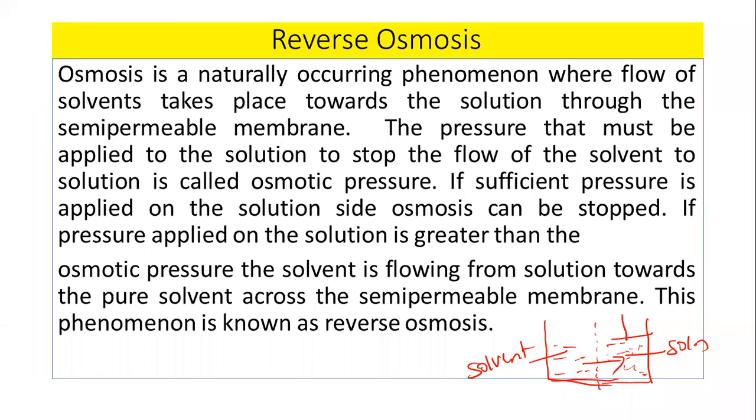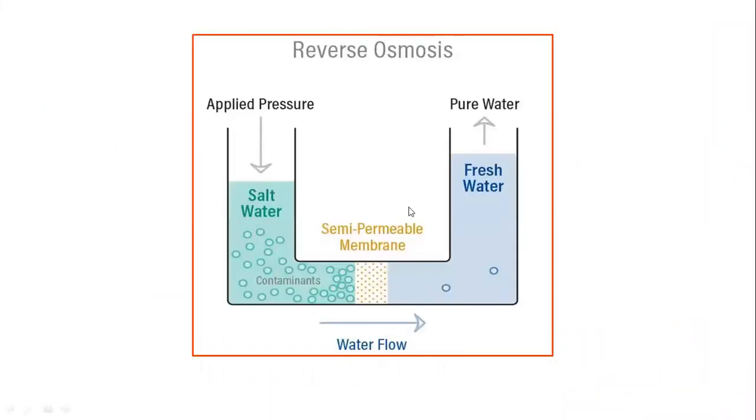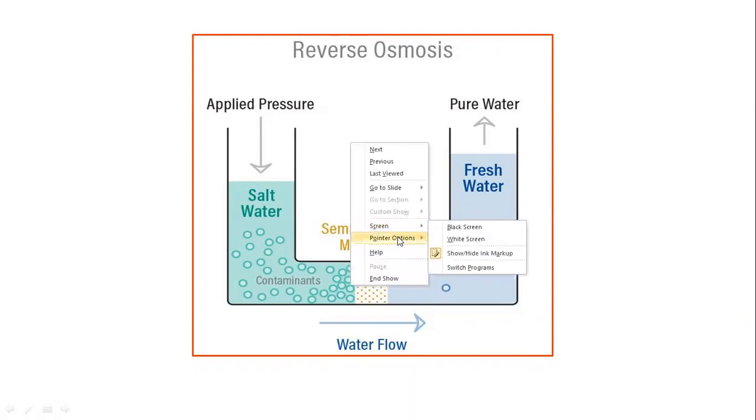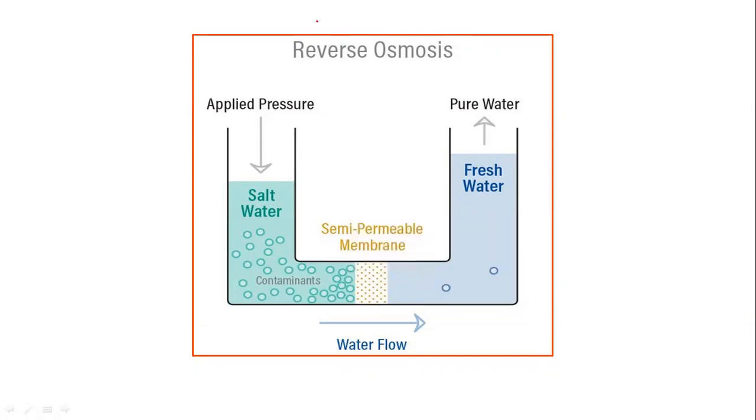Diagrammatically it is shown here. You can see reverse osmosis in this diagram. In this compartment, pure solvent is taken. In this compartment, solution is taken. And this is a semi-permeable membrane. You can see in the osmosis process, there is a flow of the solvent from the solvent side to the solution side.